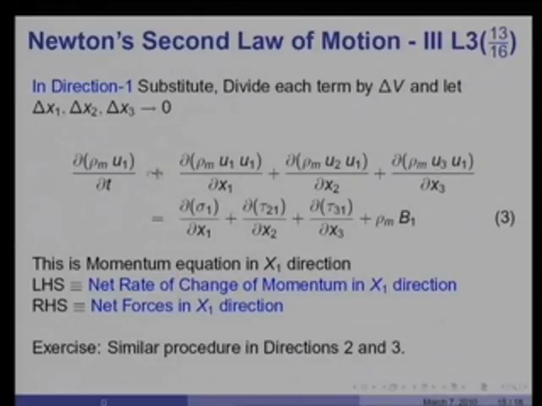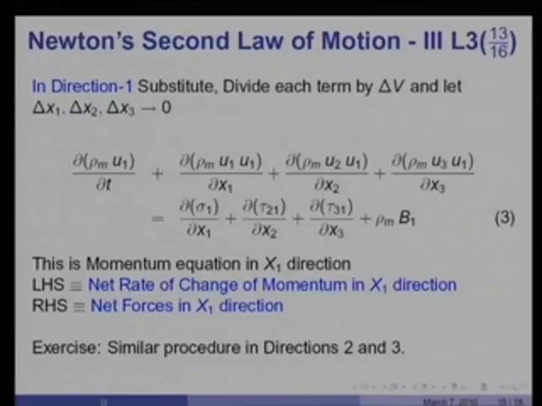The left hand side, as you will readily appreciate, is the net rate of change of momentum in the x1 direction, and the right hand side is the net force in the x1 direction by fluid stresses and body forces. Now clearly an exercise similar to this can be carried out in direction 2 and direction 3. I leave that as an exercise for you. It's not very difficult at all.